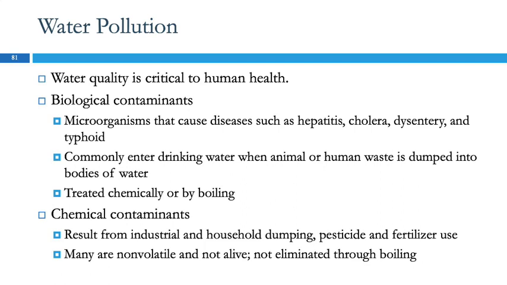Chemical contaminants, though, are going to come from industrial and household dumping. So, you're changing the radiator fluid in your car, and instead of disposing of it properly, you just dump it in the gutter and let it run down into the river. Okay, you just contaminated the river with ethylene glycol. Not a good idea. Pesticide and fertilizer use, it runs off, it gets into the water.